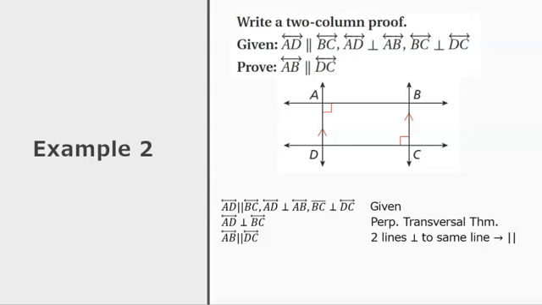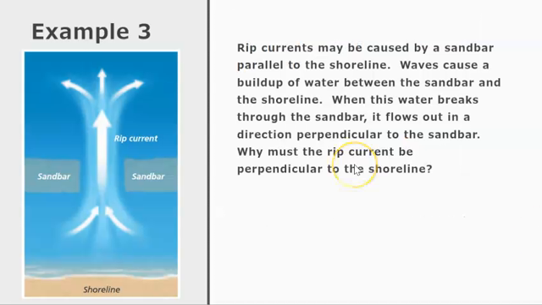Okay, we have one more example to see. This is an application question. If you've ever been to the shore, this would be a great point of knowledge to have. It says rip currents may be caused by a sandbar parallel to the shoreline. Waves cause a buildup of water between the sandbar and the shoreline. When this water breaks through the sandbar, it flows out in a direction perpendicular to the sandbar. Why must the rip current be perpendicular to the shore?